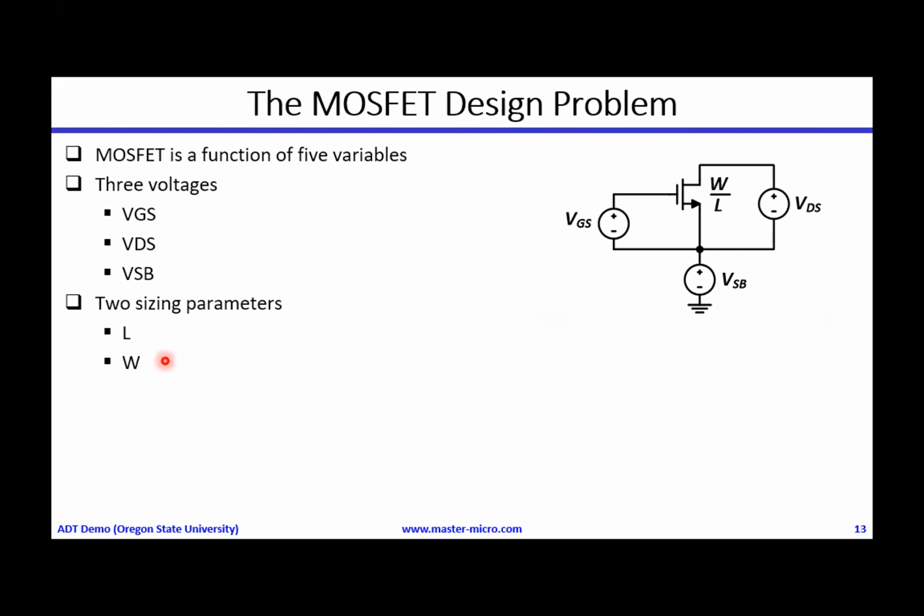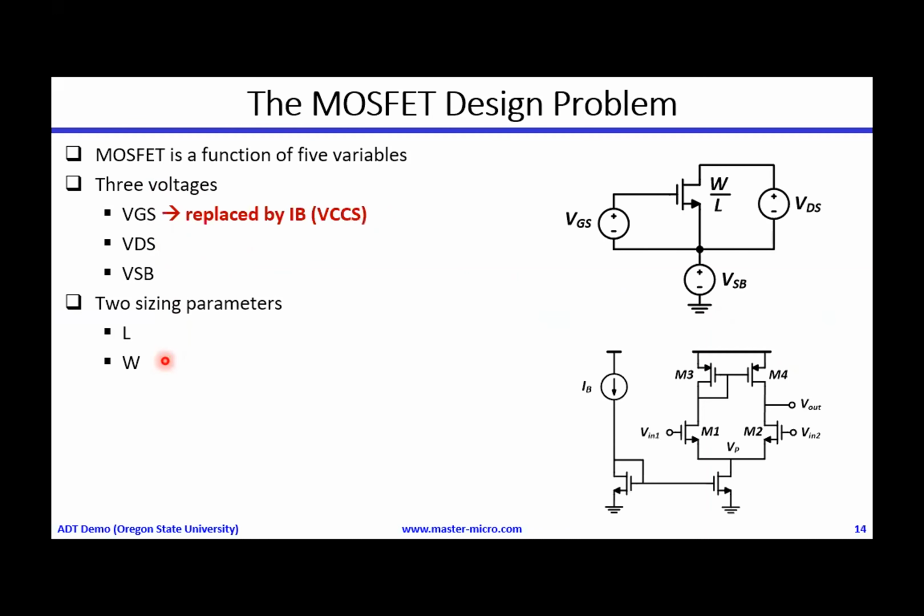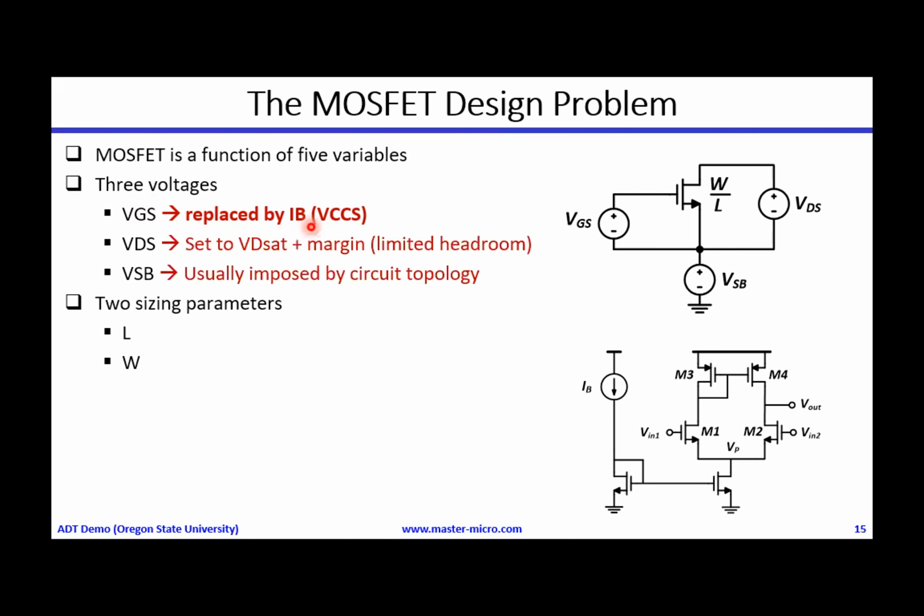First of all, VGS, the most important parameter that controls the current, we don't set directly. We set it by the bias current, and then we copy the bias current by current mirrors. So this degree of freedom, the VGS, is replaced by the bias current of the circuit, because as we said, the MOSFET or any transistor is essentially a voltage controlled current source. So there is a one-to-one correspondence between the control voltage and the bias current. The VDS and VSB are both of secondary importance. For VDS, we just want to make sure that the transistor is biased in saturation, and the VSB is usually imposed by the circuit topology. It is not really a designer degree of freedom most of the time.